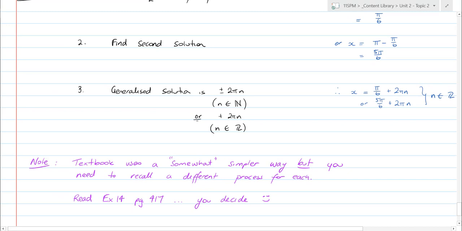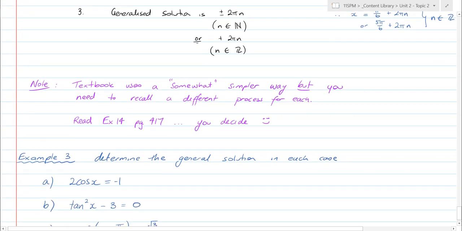A note here. The textbook uses a somewhat simpler, memorised way of doing it. Instead of using the unit circle, they just say if it's sine, then you get this or this. If it's cos, you get this or this. If it's tan, you get this or this. So you can either memorise 3 ways using sine, cos or tan individually, like the textbook does, or you can know one way and be aware of how to use a unit circle. That would be, in my opinion, a better way, but that's up to you. Hence the you decide smiley face there.